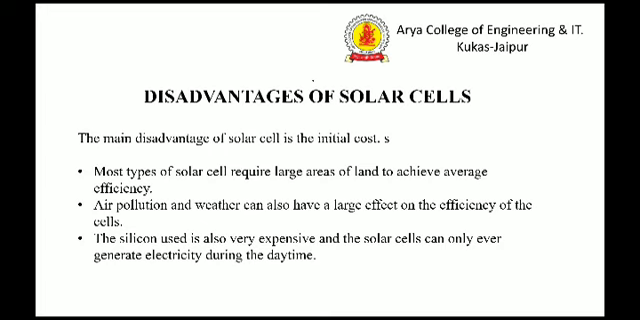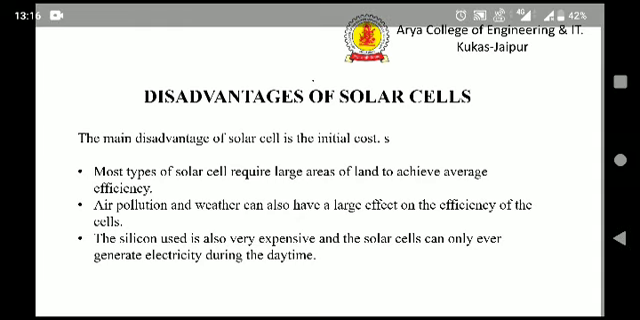These are the disadvantages. Most types of solar cell require a large area of land to achieve average efficiency. Air pollution and weather can also have a large effect on the efficiency of the cell. The silicon used is also very expensive, and the solar cell can only ever generate electricity during the daytime. These are the disadvantages.